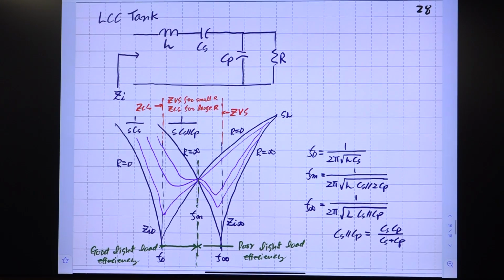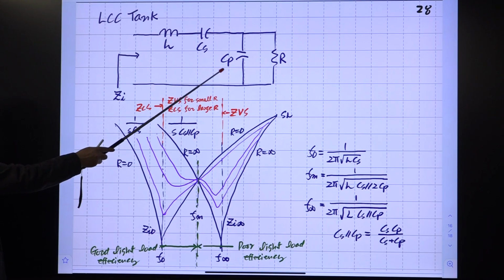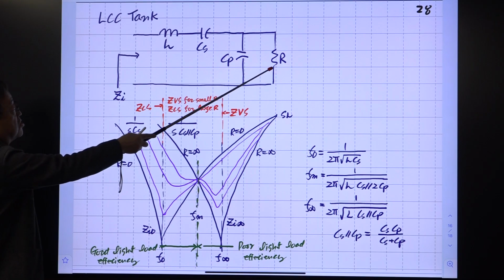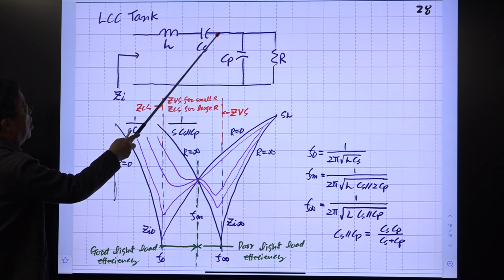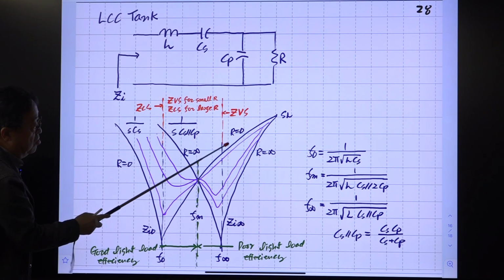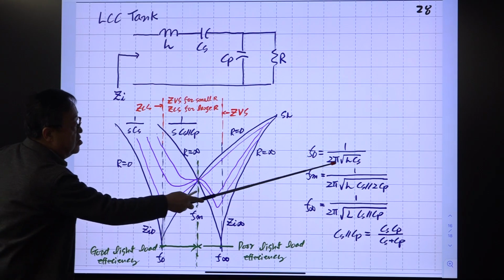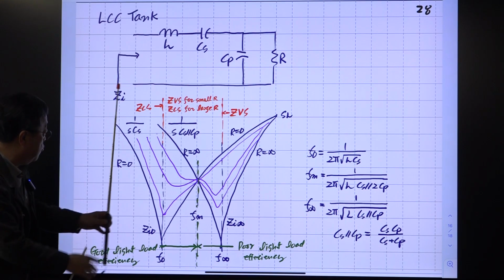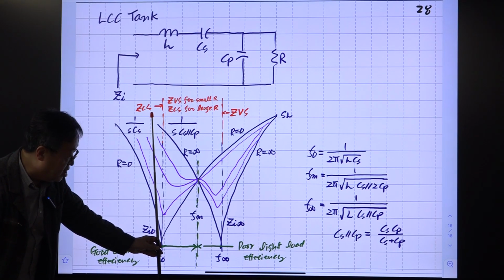This is LCC. So in the LCC case, you have one L and two capacitors. One is in series with L and one is in the parallel branch. When R is 0, this is shown. So you have a resonance frequency determined by this one, which is relatively large. So the one frequency here, G0.